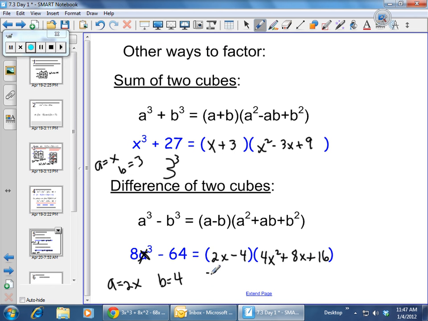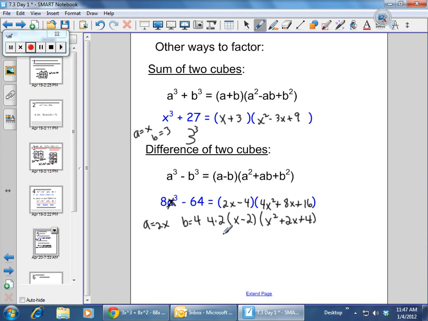I could factor out a 2 out of this, so it would be x minus 2. And I could have factored out a 4 out of this, so I'll do times 4 out in front, which would have been x squared plus 2x plus 4. So the answer completely factored is 8 times x minus 2 times x squared plus 2x plus 4. Okay. If you leave it like this, I'll be fine with that. That's okay. But if it says factor, you should probably continue it out until it's fully factored.